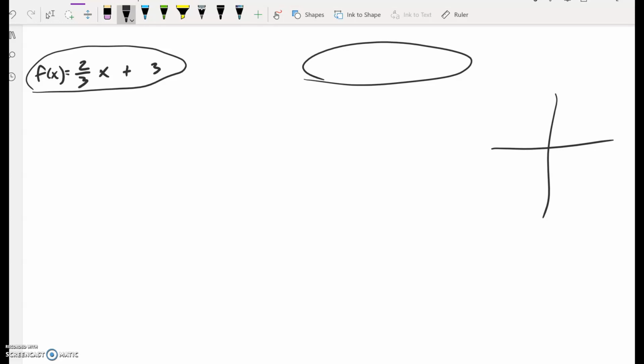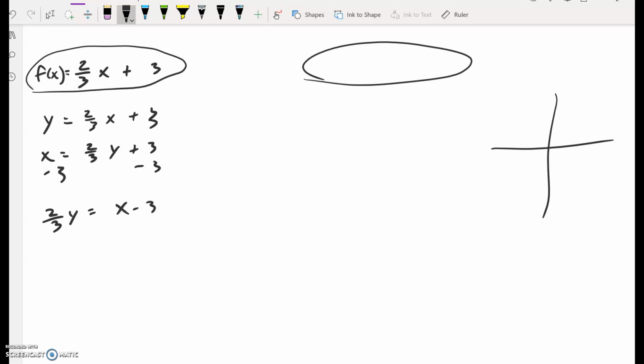So let's get started. First, we put a y instead of the function notation. Then everywhere we see a y, we put an x. Everywhere we see an x, we put a y. And then we solve that for y. So I'm going to take away 3 from both sides. And I have 2/3 y on one side equals x minus 3 on the other side.